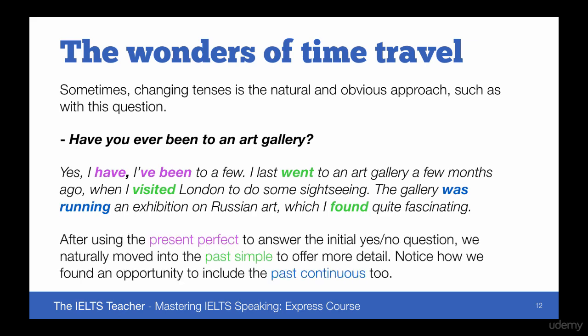Now, what's going on here? Well, after using the present perfect to answer the initial yes-no question, so identifying the question and using the grammar from it to get started in our response, we then naturally move into the past simple. It's quite a natural progression here. It'd be a bit strange to stay in the present perfect to offer a bit more detail. But notice that we've also found an opportunity to include the past continuous too. The gallery was running. That takes a little bit more thought and consideration.